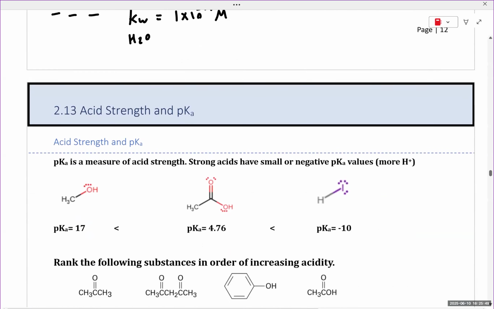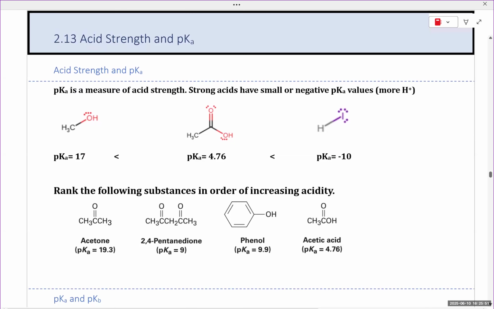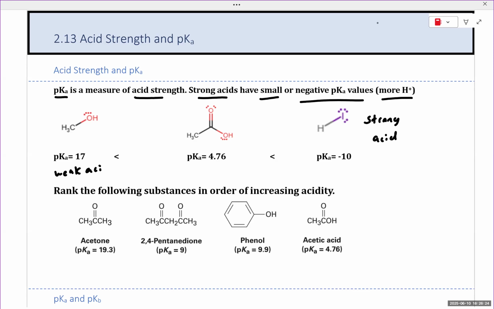Let's now talk a little bit about acid strength and pKa. pKa is a measure of acid strength. Strong acids have small or negative pKa values, implying that there's more H+ in solution. So for example, HI is a strong acid with a pKa value of negative 10. Acetic acid is a reasonably strong acid for an organic compound with a pKa of 4, while an alcohol with a pKa of 17 is a relatively weak acid.